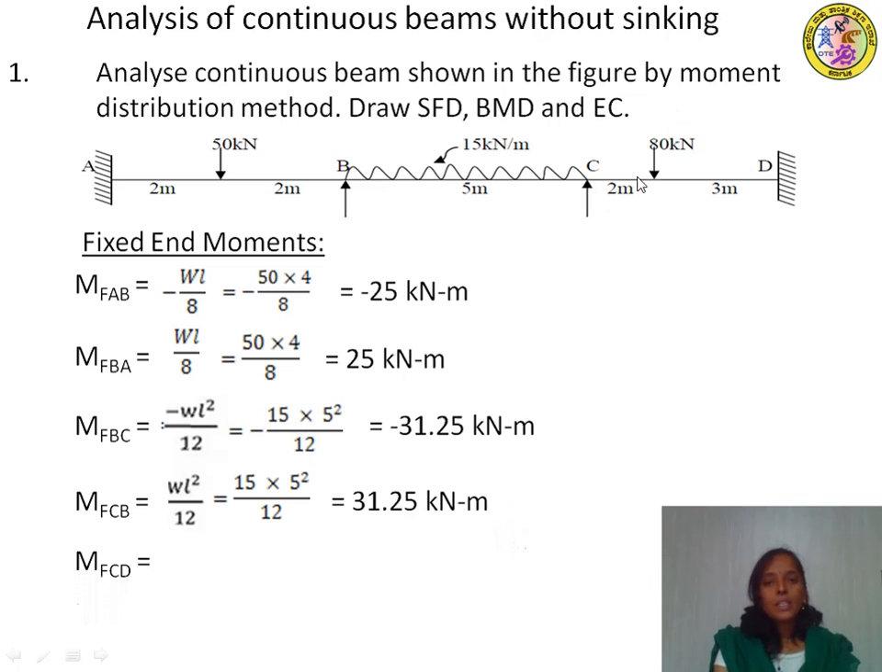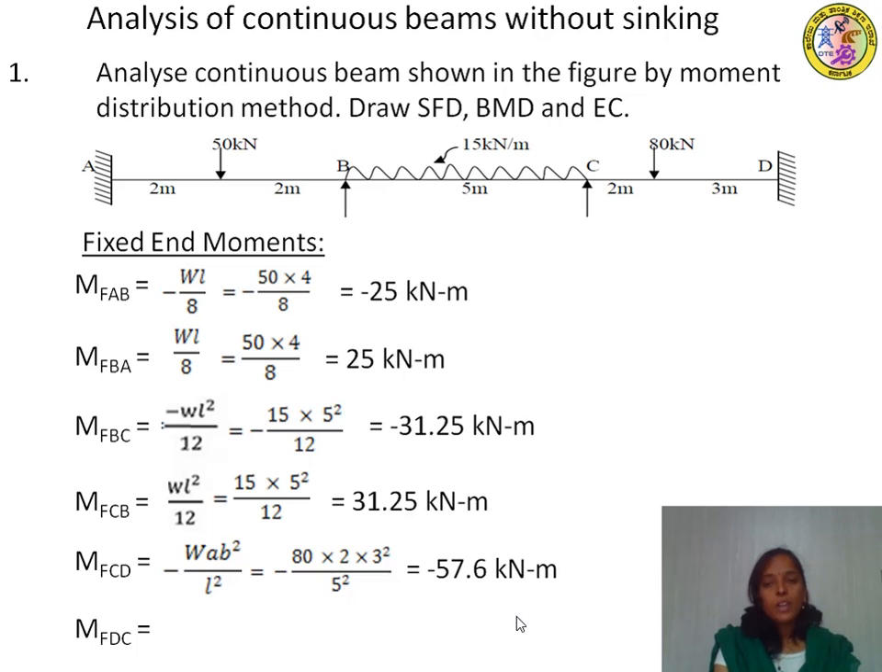Next MFCD, since it is subjected to an eccentric point load, the formula to be applied is minus WAB square by L square, where W is the magnitude of the point load, small a is distance of the point load from the left end and b is distance of the point load from the right end and L is span of the member. Substitute those values. W 80, a is 2 meter, b is 3 meter and length is 5 meter. And if you calculate it, you are going to obtain it as minus 57.6 kilonewton meter.